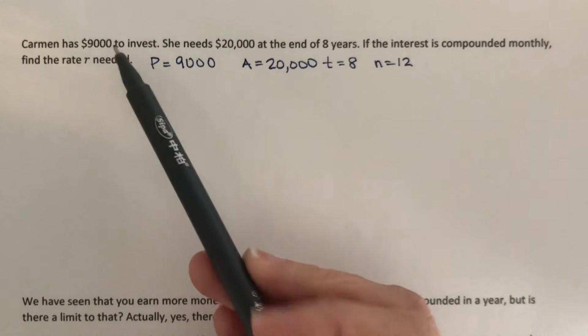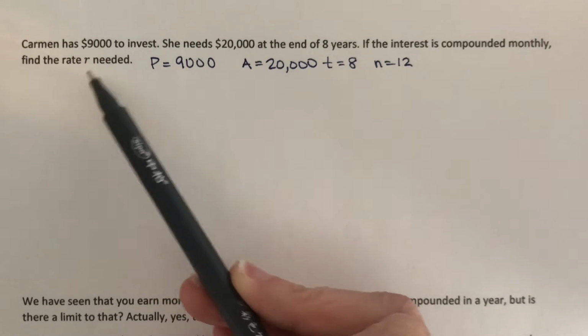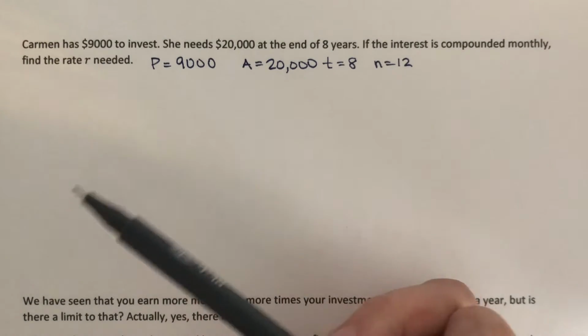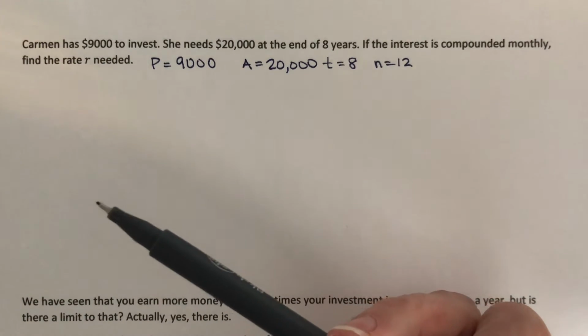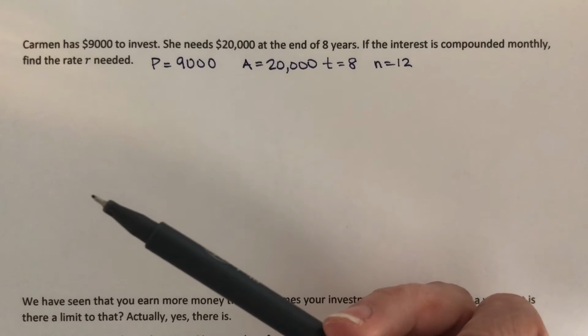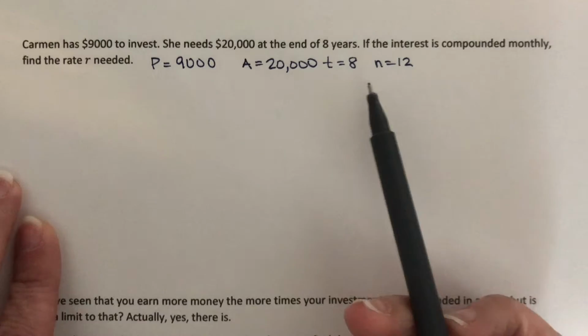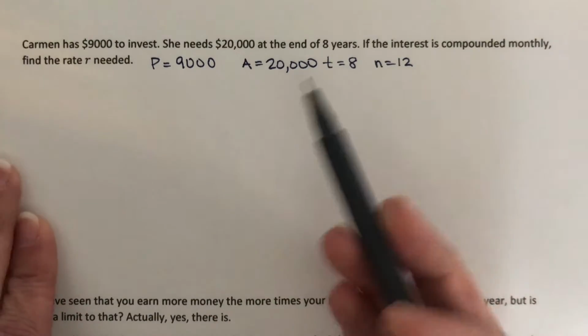So as we solve this problem, we're going to get R as a decimal. They're going to want R as a percentage at the end. So we are going to need to do that last conversion there. It shouldn't be difficult. Okay, so I'm going to take this and plug it into the formula.